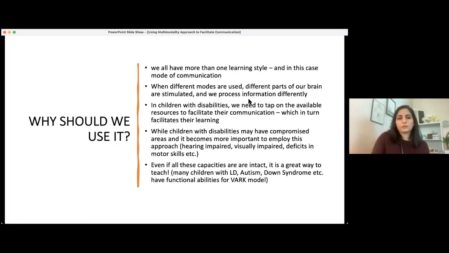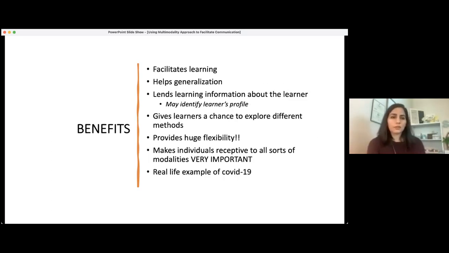So what are the benefits of multimodality? It definitely facilitates learning. If a child is not able to read, he'll look at the picture. We make schedules with pictures only. We make schedules with words only. We have timers where it can speak and say, okay, it's time to do this, because that's the way they understand or they're receptive to that kind of mode.